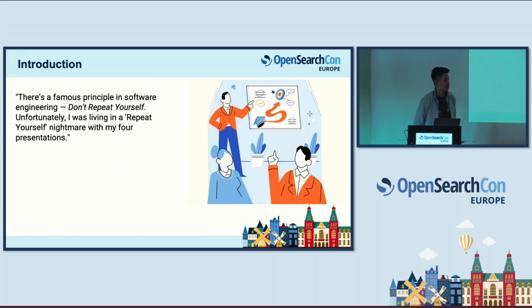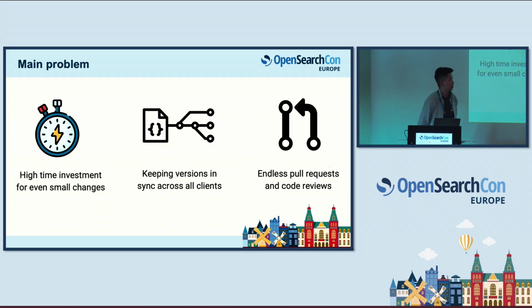JavaScript, Node.js, Java, Python, and a lot of other clients in OpenSearch. The problem was that in every update, we needed to change a few clients, and it was a really high time investment for us. We always needed to change every client. It's a lot of pull requests, and it takes a lot of time.